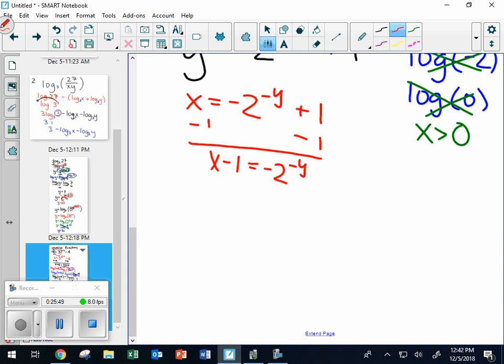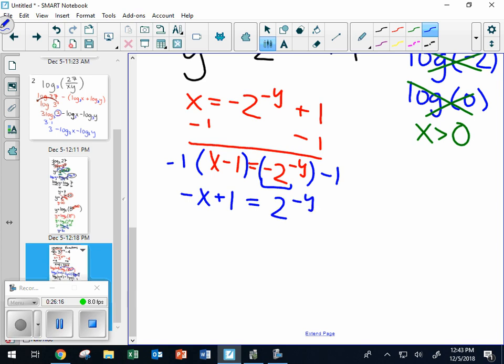And if we're looking at this, if we put this in logarithms right now, something would go horribly awry. So let's multiply it by negative 1 first, because you can't have this negative 2 inside of a logarithm. So if we multiply both sides by negative 1, you'll end up with negative x plus 1 is equal to 2 to the power of negative y.